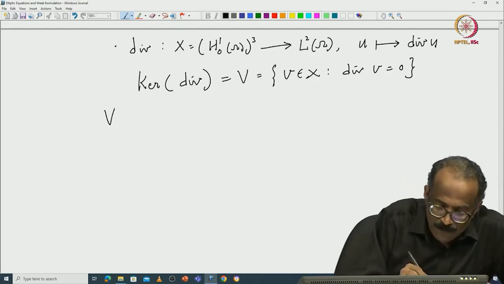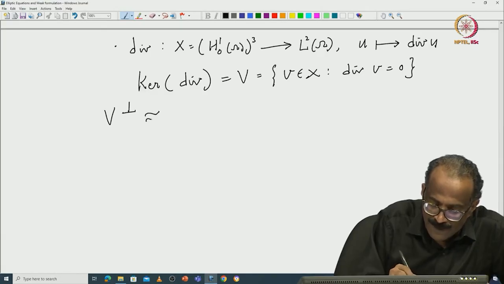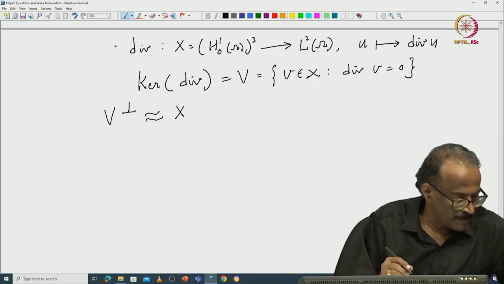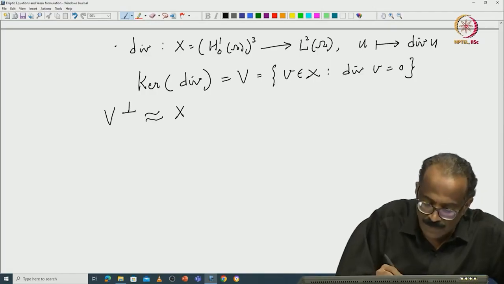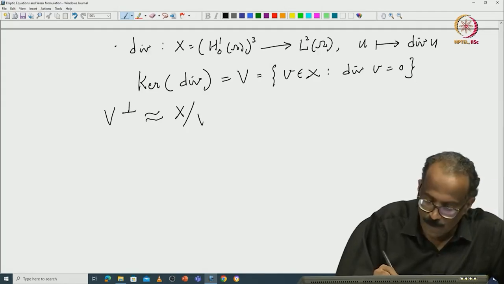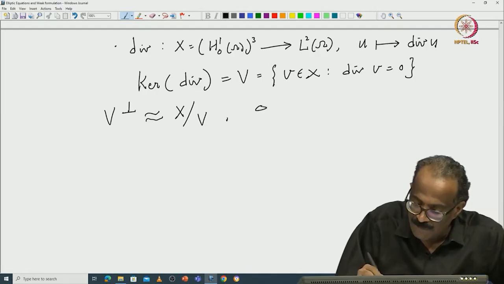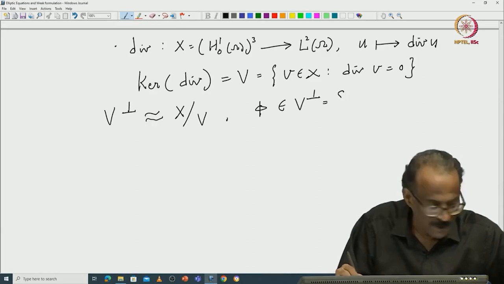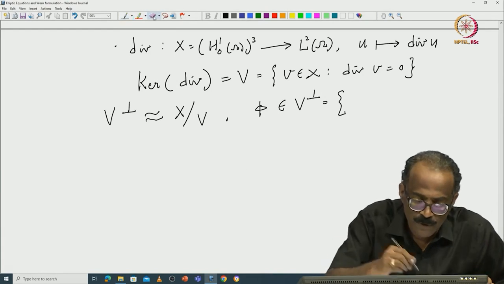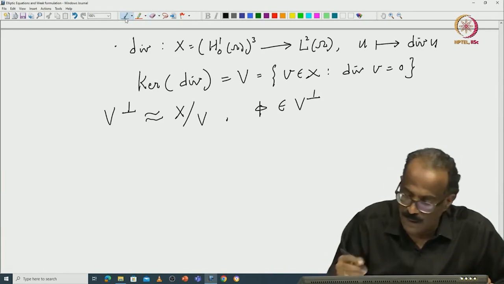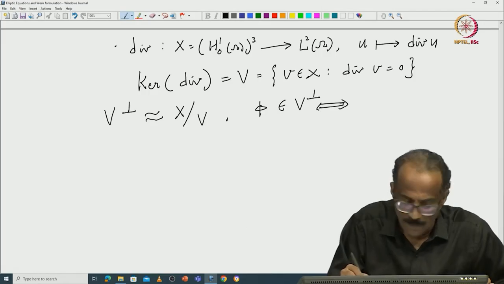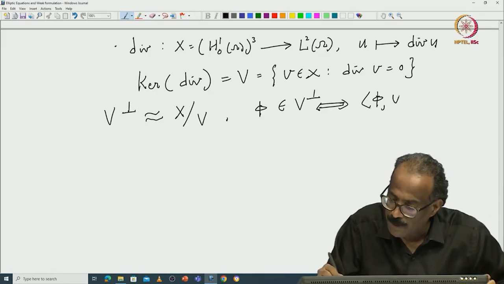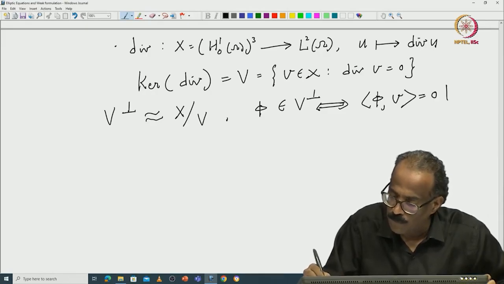So V perp is identified with X quotient V, which is what we have basically used. Okay. So phi is in V perp is equivalent to the inner product of phi and v equal to 0 for all v in V.